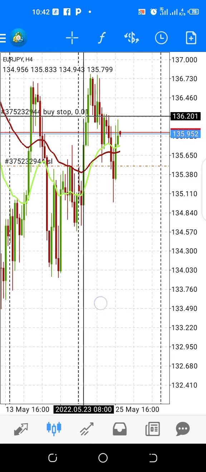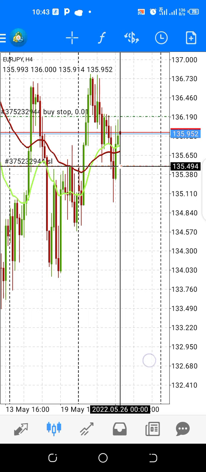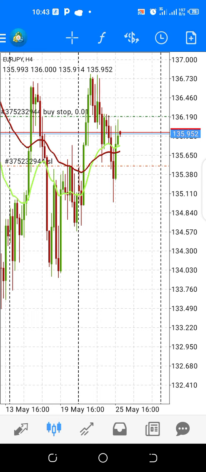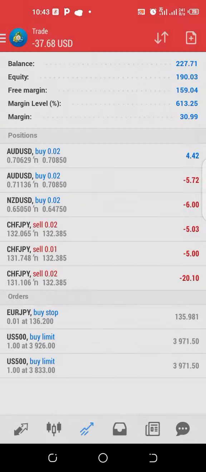But if the market triggers our trade and starts reversing, that means we're in loss, and when it comes to this point, it's just going to stop us out of the market with that minimal loss. So that is that for the buy stop. Let me delete it because it's not part of my trade currently.